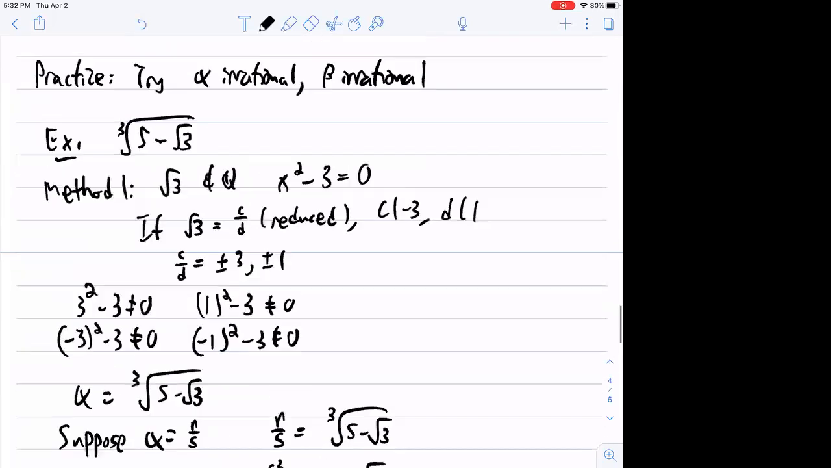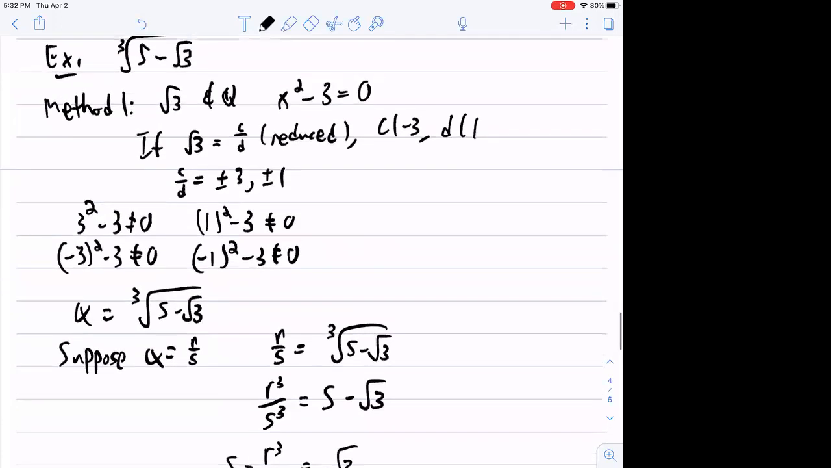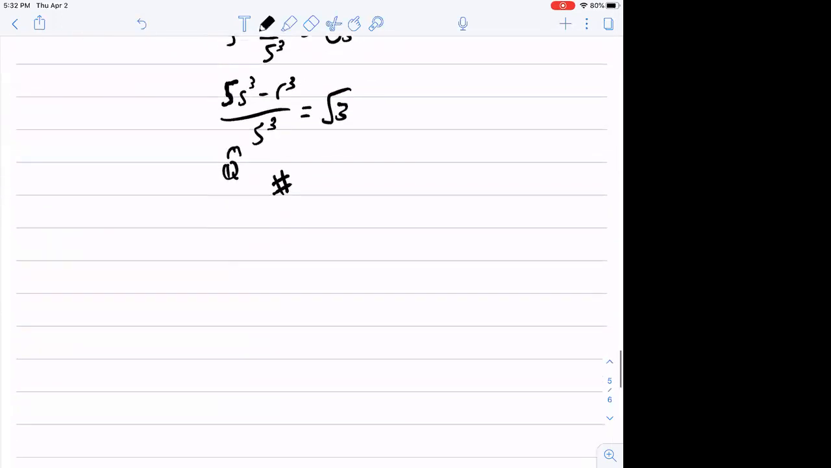The second way is to actually use it on the whole thing. I don't know how nasty this will be, but let's try it. So you get alpha cubed is 5 minus root 3, and then subtract 5.